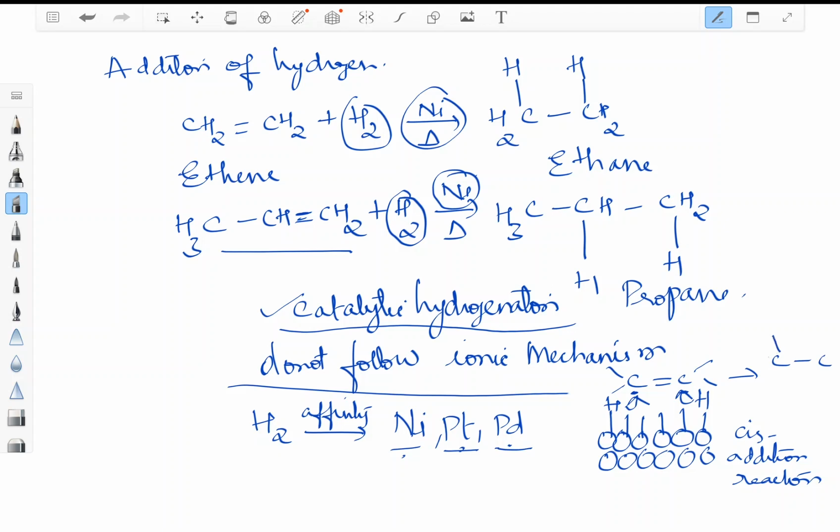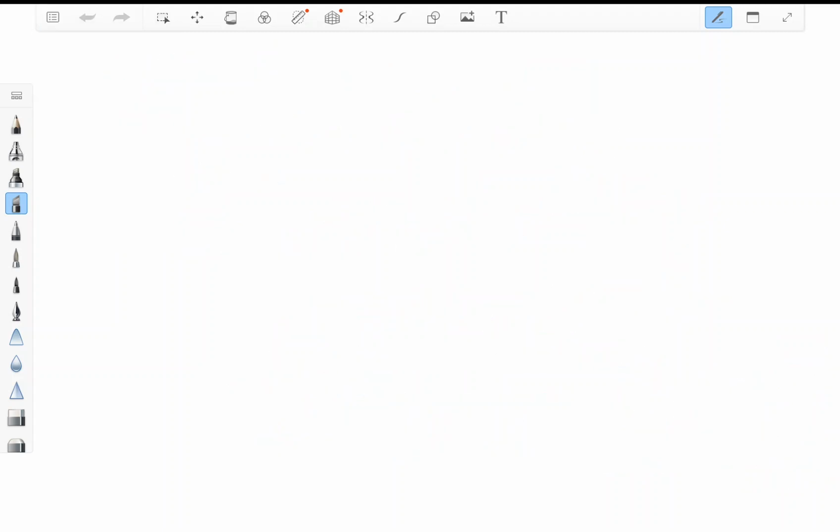Already two bonds were there. Now the only thing is hydrogen will come here on the same side. This addition on the same side is called cis addition reaction. This is the concept of addition reaction of alkene. The next concept is addition of halogens.